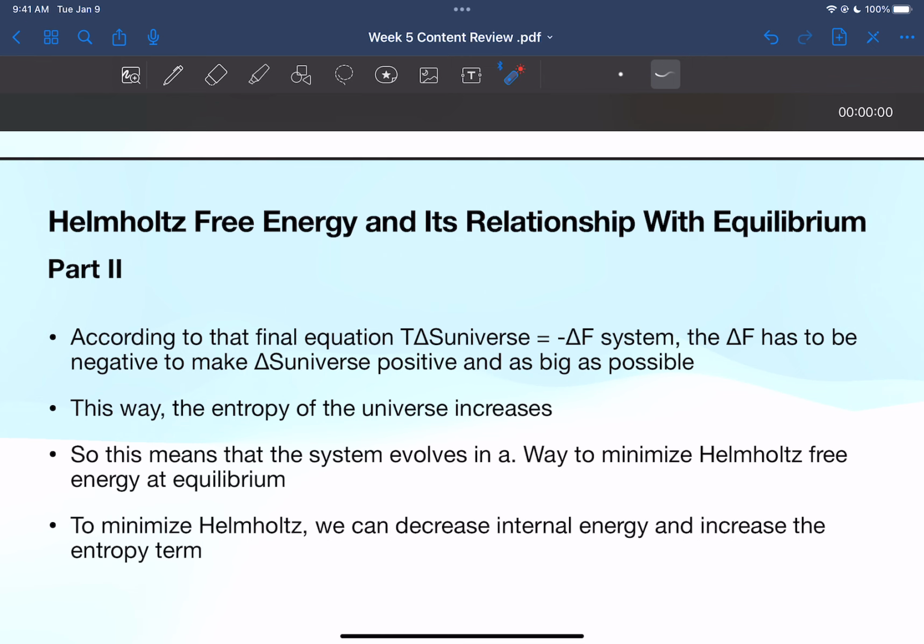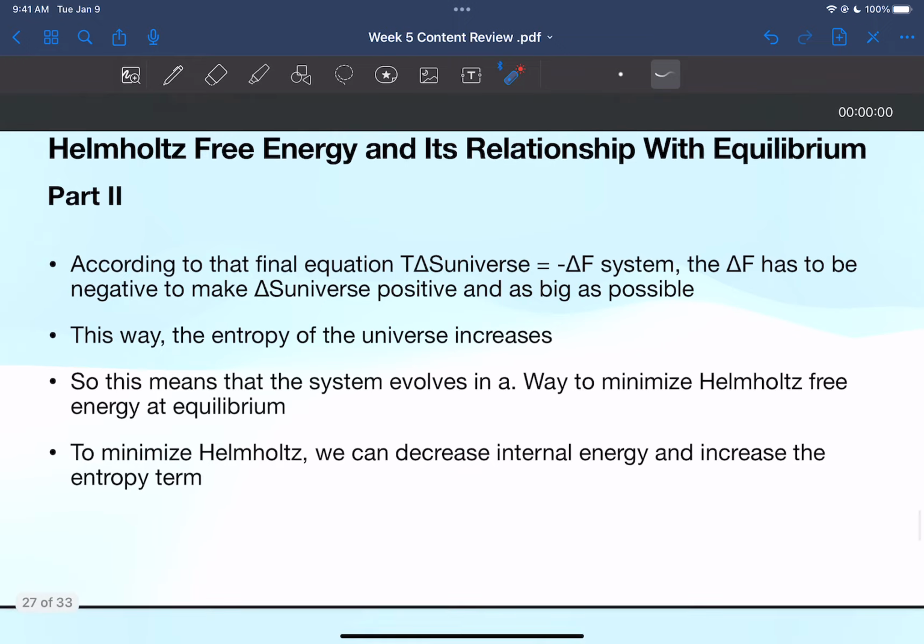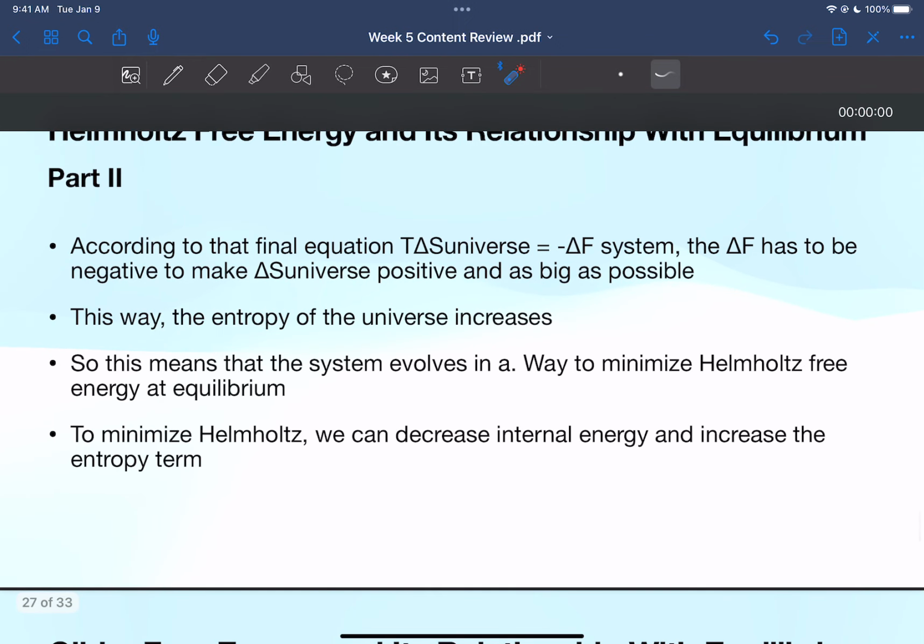And we want to make delta S universe, the entropy of the universe, positive and as big as possible, because that's what we're going for in any thermodynamic system. We want to make sure that there's an increase in entropy for the universe, right, and achieve that maximum entropy. So that way, the entropy of the universe increases and we're achieving that maximum entropy if we make that Helmholtz free energy change negative, right?